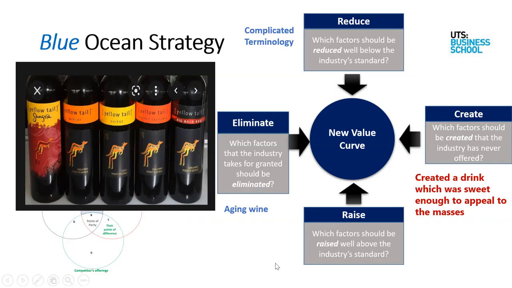And what did they raise well above the industry standard? They raised the simplicity of offerings. Choice was too complicated in the wine market, and so they decided to come down to just two varieties, one red wine and one white wine. In that, they came up with the different types in the red wines and the white wines.